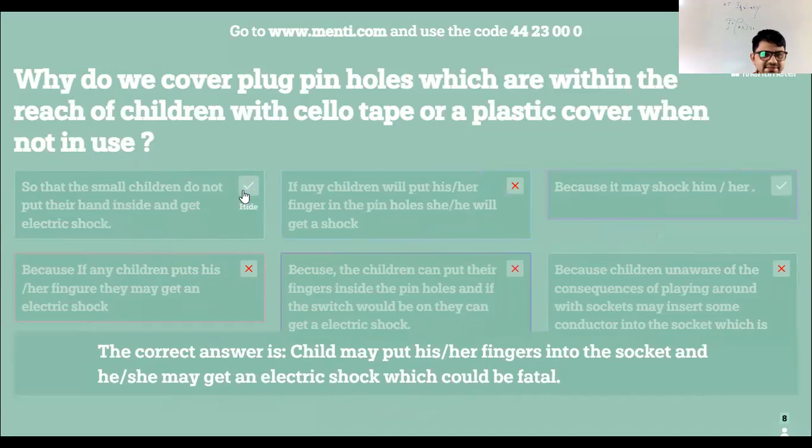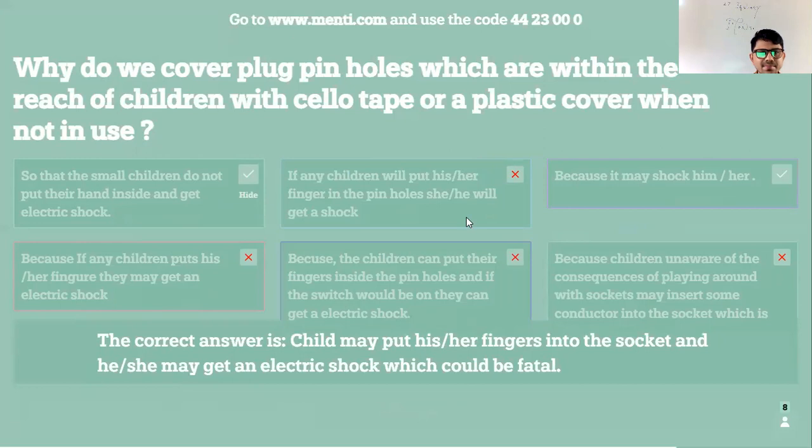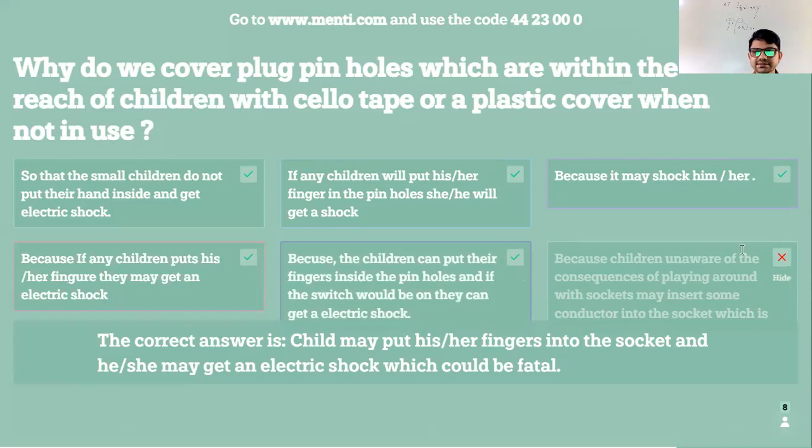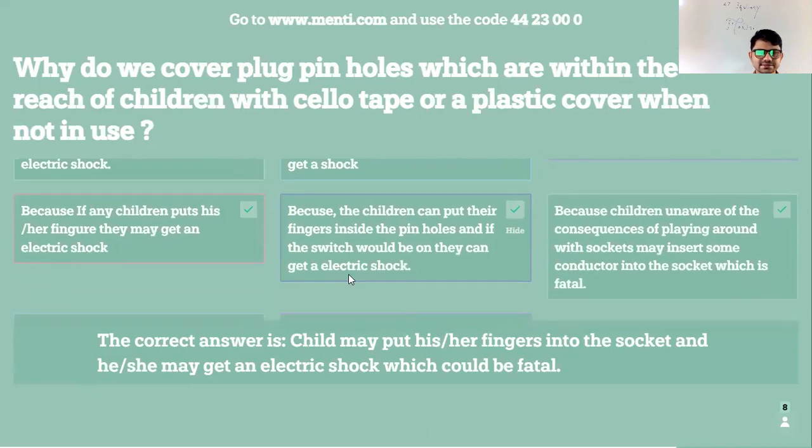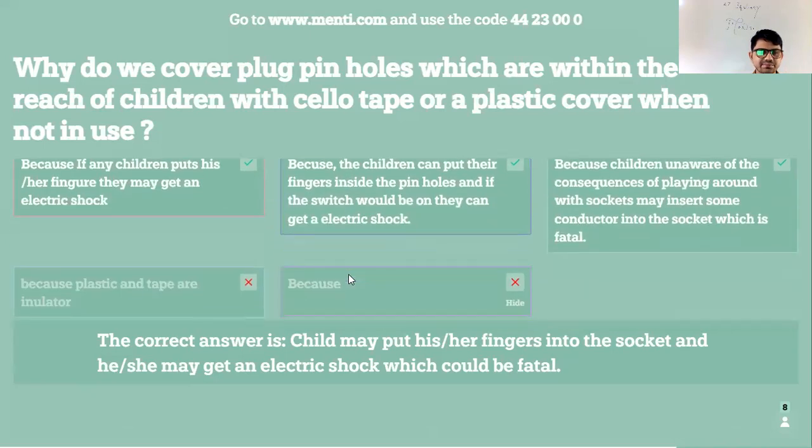So let's check the answers first. Correct, correct, correct, correct, correct, correct. Because plastic and tape are insulator. I know that they are insulator. That's why they are used. But the question is why we are keeping them out of reach of children. One has written only because.